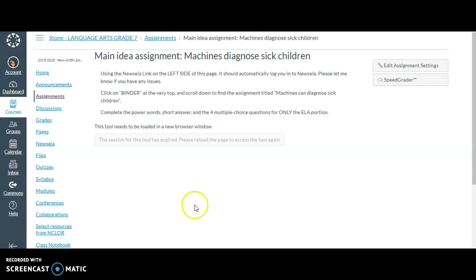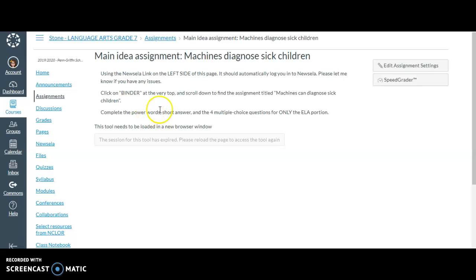Okay? So in order to get to this assignment, you need to look for the Newsela, whatever you want to call it, over on the left side. I've already linked Canvas to Newsela, so you don't have to worry about it. As soon as you click on it, it will take you directly to the Newsela page. Then you'll have to go up to the upper left-hand corner, and you'll see where it says Binder at the very top. You'll click on that and then scroll down to find the assignment, which is called Machines Can Diagnose Sick Children. There are 3 different pieces of this assignment you have to complete.